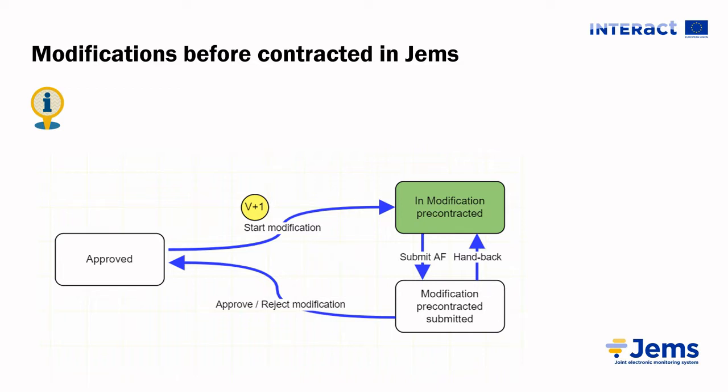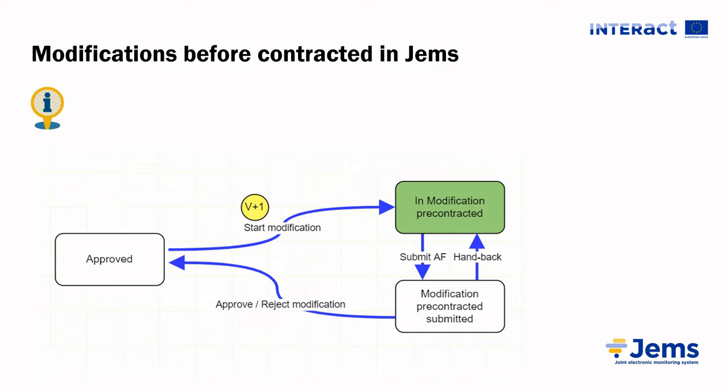I will show this in a minute in the system, but to explain the statuses, this is of course done by a program user, and this creates a new version of the application form. Then the project will go into in modification pre-contracted, which is a draft status where the applicant can make changes to the project and then submit the application form.